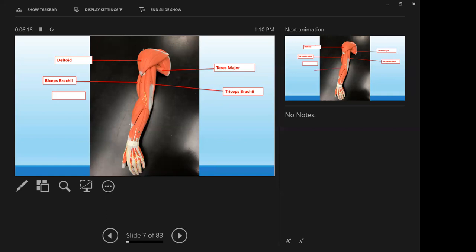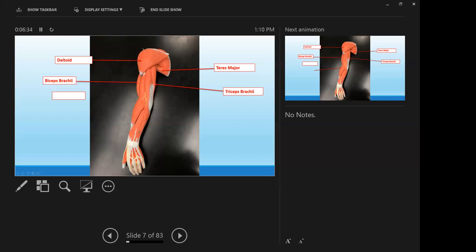You would think it belongs to the rotator cuff group, but it doesn't. It shares a name with one of the rotator cuff muscles, but that's all. It's not part of the rotator cuff, but it is a prominent muscle there at the shoulder, the teres major.